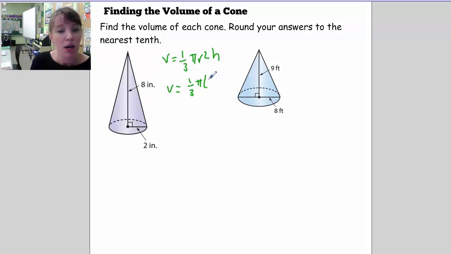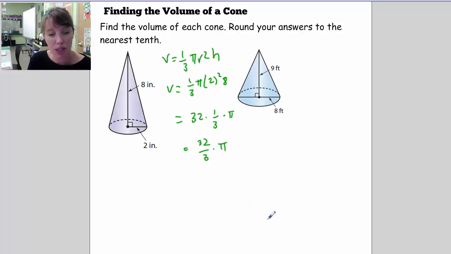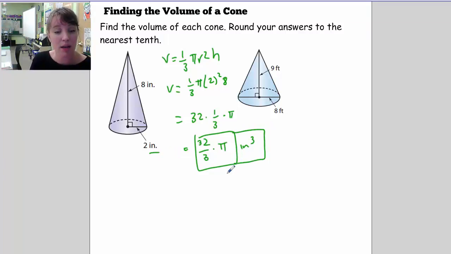Whoops, I forgot h. So we have 1/3 pi, and we have 2 squared times the height, which is 8. So we have 2 squared is 4 times 8 is 32. So we have 32 times 1/3 times pi. So this is 32/3 times pi. Now we can get our calculator out and determine what this is. If they asked for the volume of the cone in terms of pi, then you would just give this answer right here. Actually, you'd add inches cubed because they gave you inches, so you have to put the unit in. I actually should have included that. But if they want it rounded to the nearest tenth, then you need to bring out your calculator.